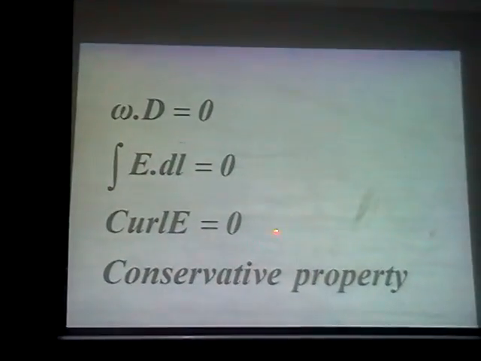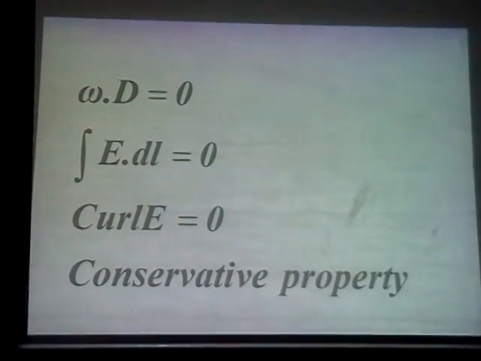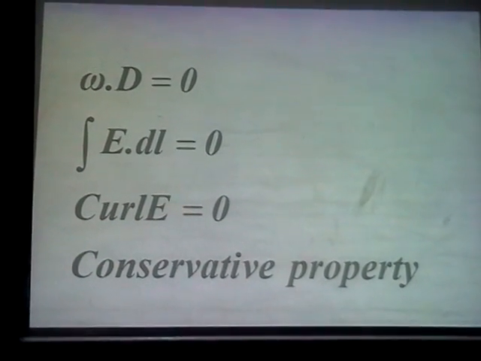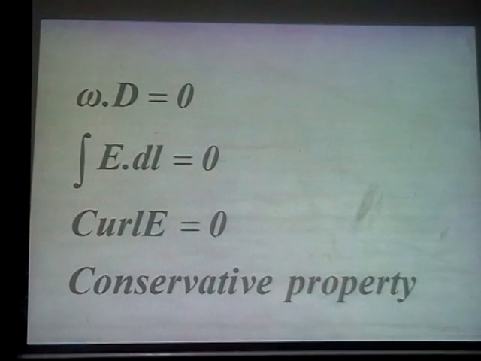So the gravitational field is a conservative field. In the gravitational field, the work done in lifting the stone is given back when it is released. So the net work done is 0. So if the net work done is 0, the closed line integral of E dot dl is 0. That by Stokes' theorem, curl E is 0. So for electric field, divergence will be existing and curl will be vanishing.